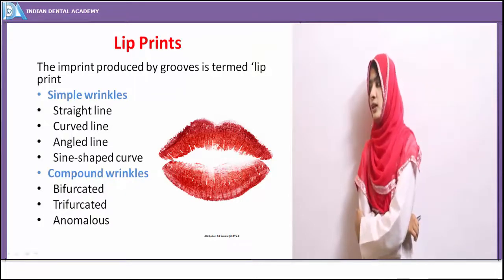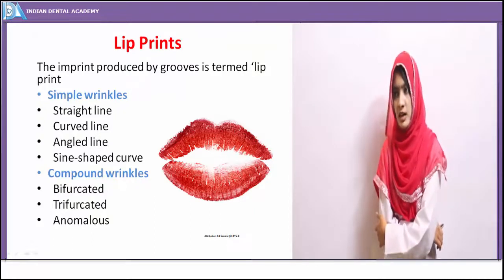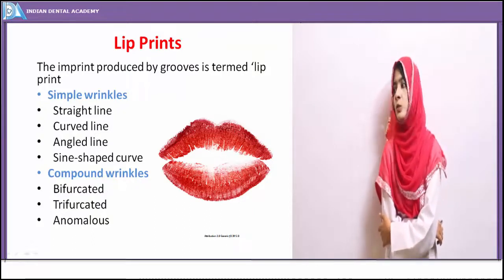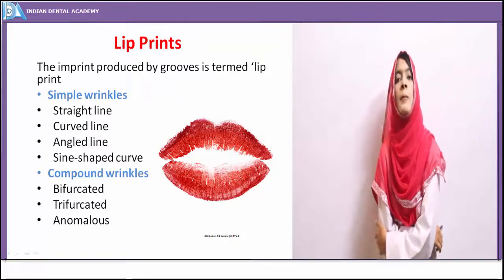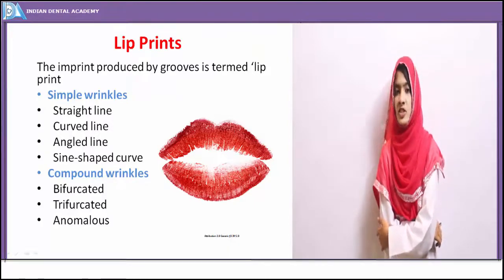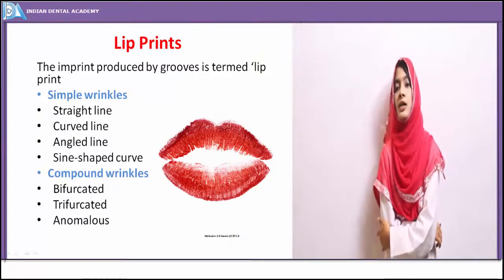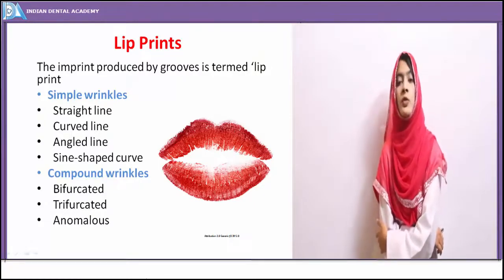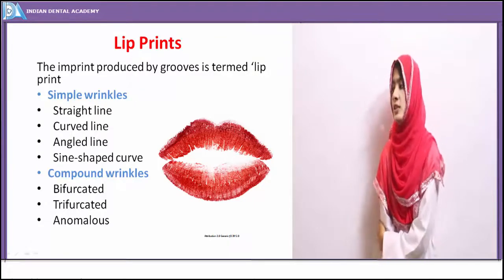The imprint produced by the grooves is termed a lip print. Basically, these grooves and sulci are nothing but the wrinkles appearing on the lip surfaces. Simple wrinkles may show a straight line groove, a curved line, an angle line, or a sine-shaped curve. Compound wrinkles may be bifurcated, trifurcated, or anomalous.